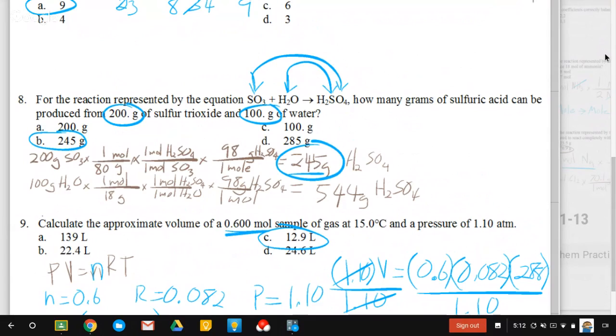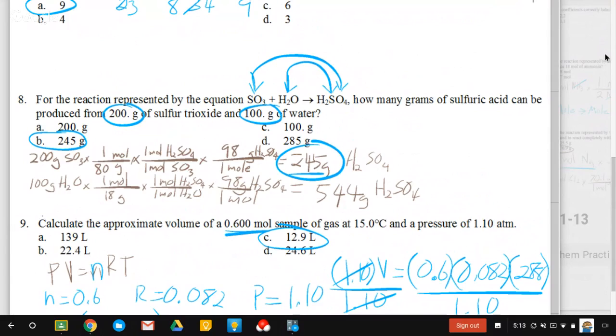In the last step where you have the 98 over 1 mole, that's the mass. 98 is the mass of H2SO4. So you look at the periodic table, you look at hydrogen, sulfur, oxygen, you add them all up. Depending on each one, how you have 4 oxygens, 2 hydrogens, and 1 sulfur, you add that all up, you'll get 98. And that gives you 245 grams of H2SO4.